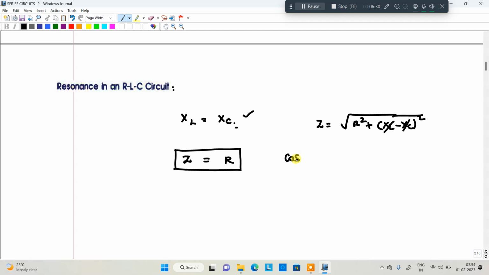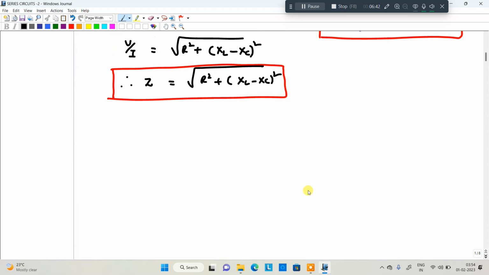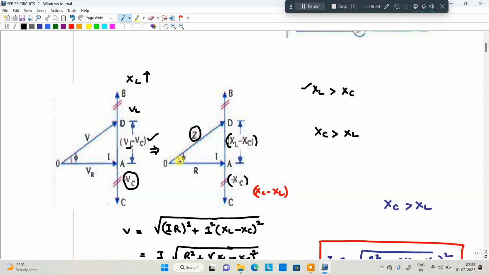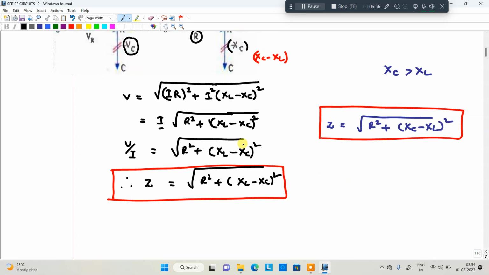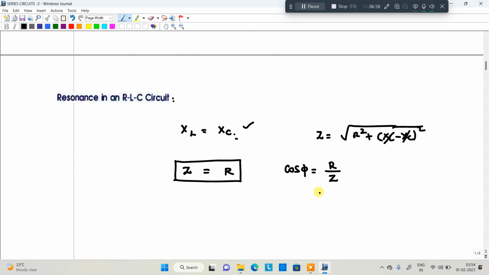what about the power factor? From the formula in lecture number 1 and 2, power factor cos phi is equal to R by Z. Otherwise, from the phasor diagram, we can tell that power factor cos phi is equal to adjacent divided by hypotenuse. What is the adjacent value? R. Hypotenuse is Z. So cos phi is equal to R by Z. R and Z are the same, so you will get 1.